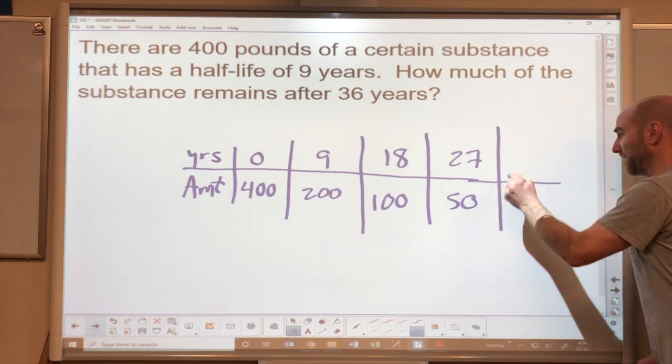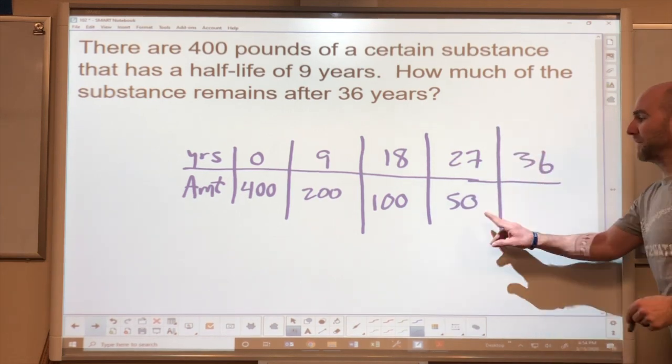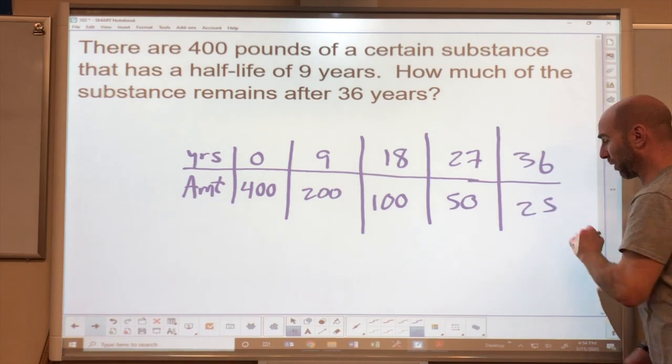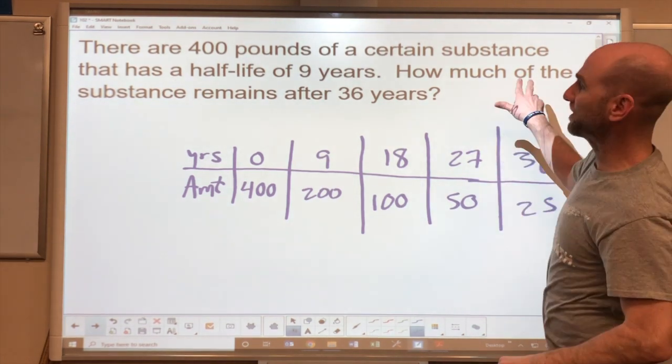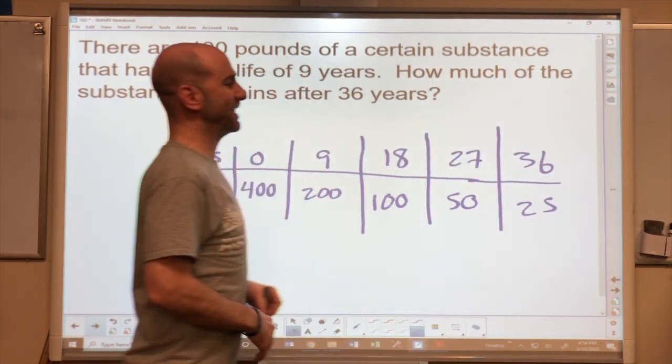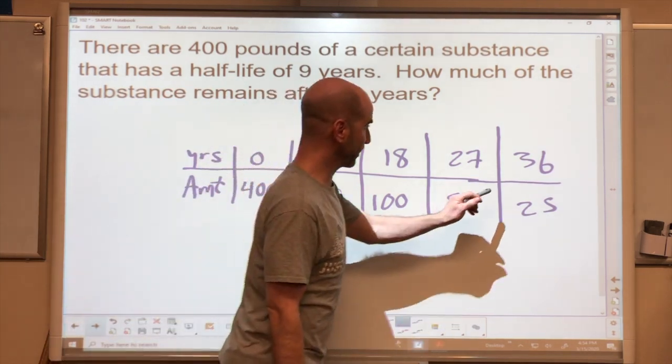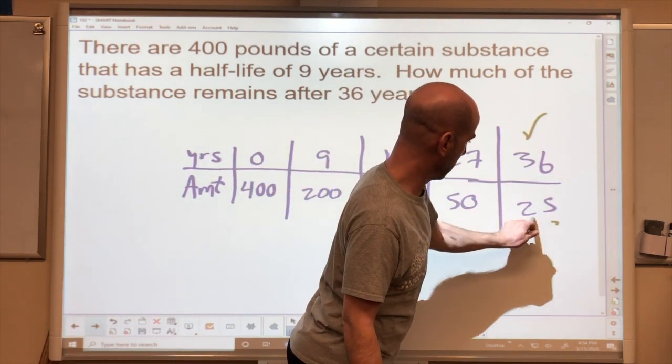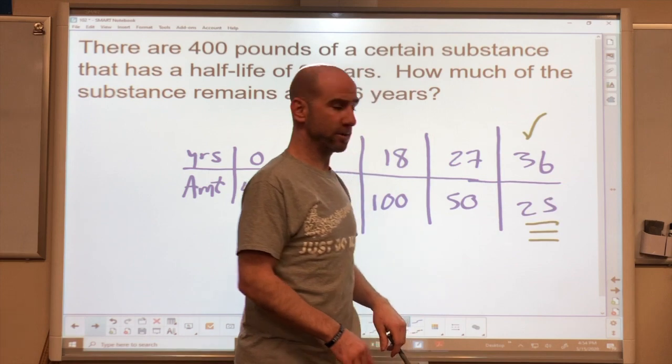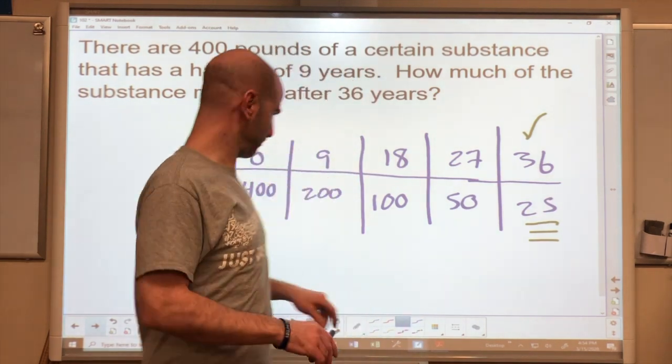Jump an additional 9 years. How much left over? 45 pounds. So, how much of this substance remains in 36 years? The answer is 45 pounds.